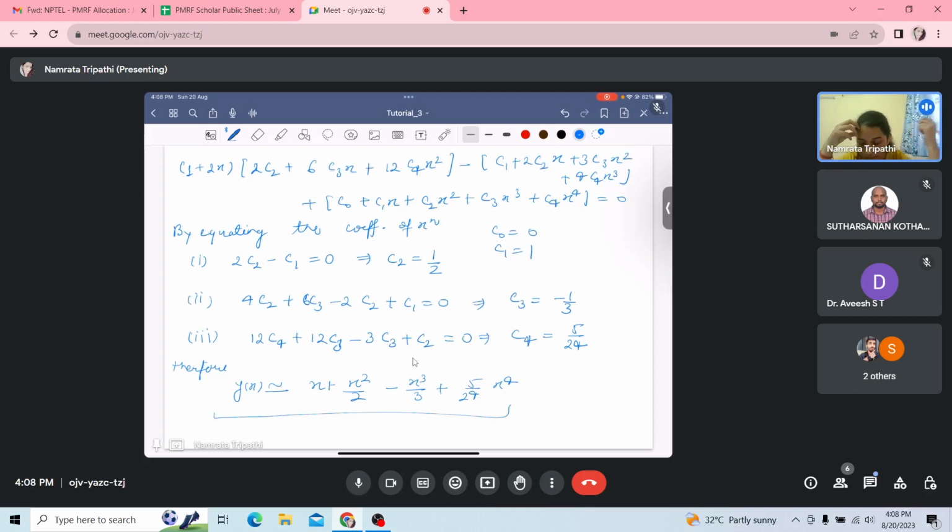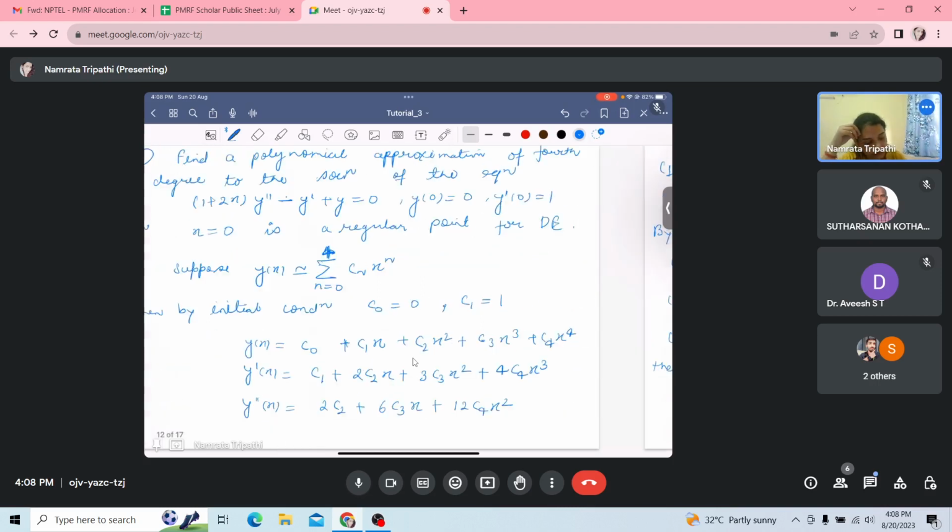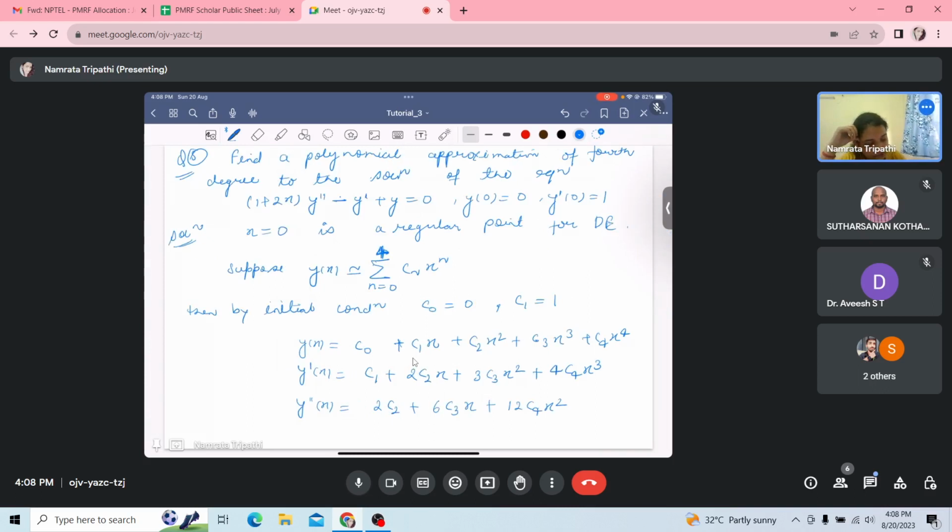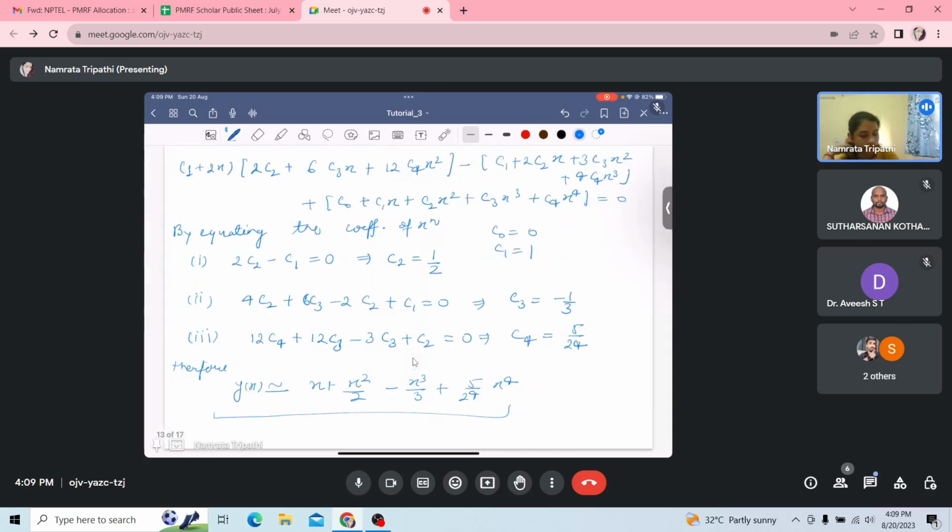In this question, we have to approximate the solution by a fourth degree polynomial. So we can take y of x as the sum for n varying from 0 to 4 of Cn x to the power n, and with the help of the initial condition we can calculate C0 and C1. Also we can write y dash and y double dash, and after equating the coefficients we get the values C0, C1, C2. Is that clear? Okay, next question you will do.